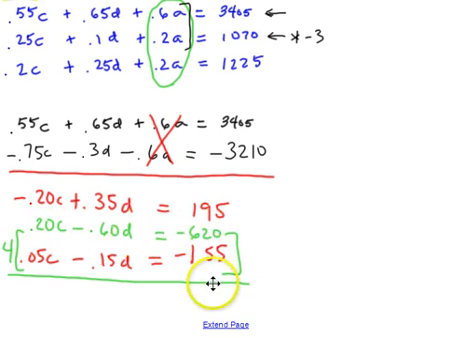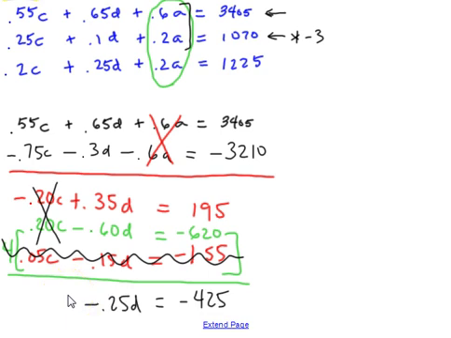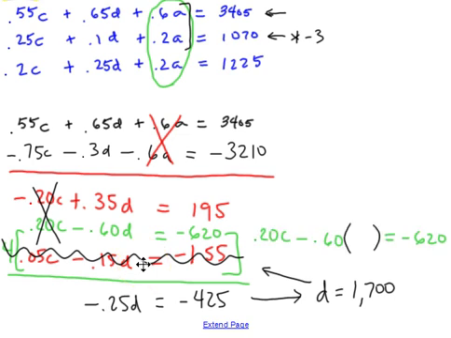Now let's cover up this equation. These are the two that we're going to combine. Notice the 0.20 C's are going to cancel. We combine the rest. We end up with this. And we solve for D, and we find that D is 1,700. This is the answer I gave you in class, 1,700. Now that I can plug back into any of these equations that have two variables, C and D. By doing that, I can solve for C.